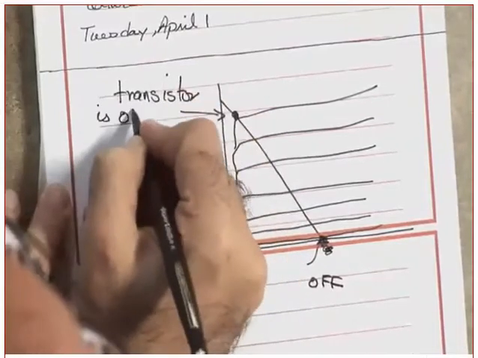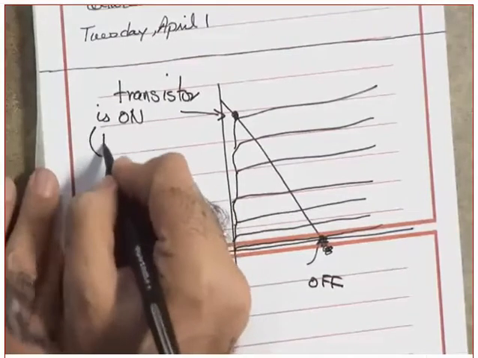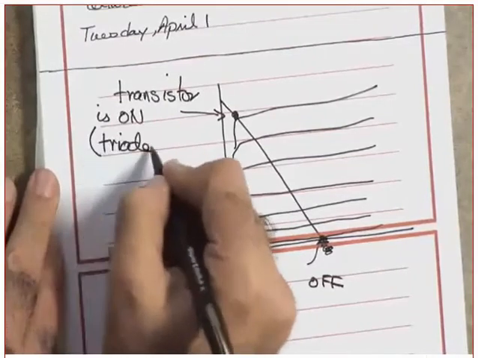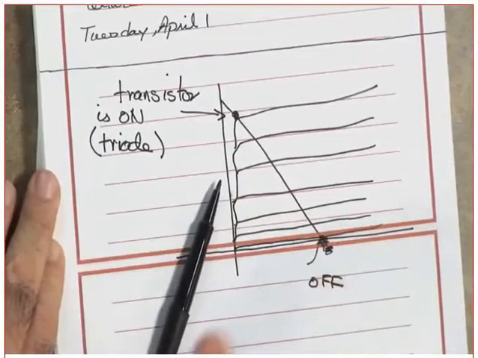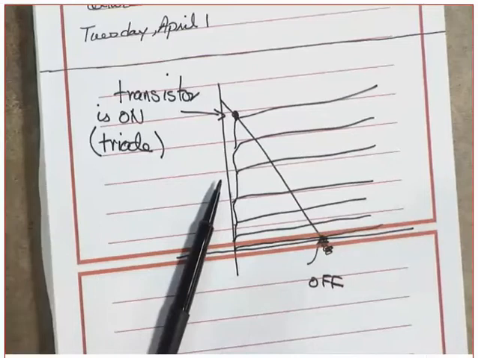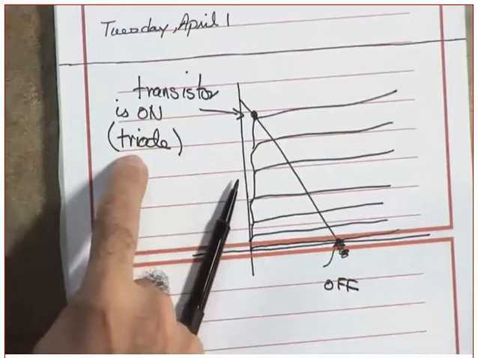Which mode? Triode mode. And in the triode mode, what is the equivalent circuit of the transistor? How is it behaving? It is behaving as an on resistance. Yes or no? By the way, what is another name for the triode? They call it the ohmic region.